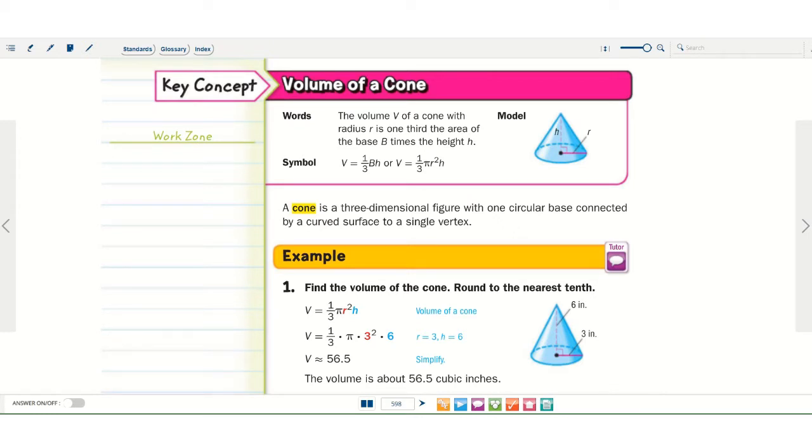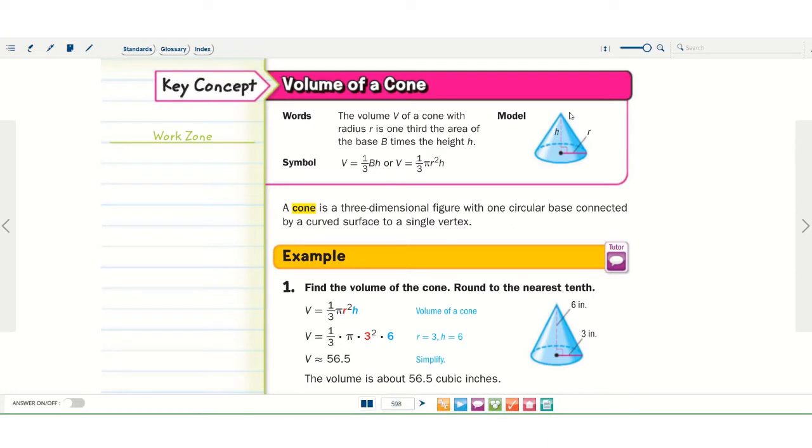A cone is a three-dimensional figure with one circular base connected by a curved surface to a single vertex. Basically, in comparison to a cylinder, a cone is going to come to one point. In this visual you can see here the point is up here.